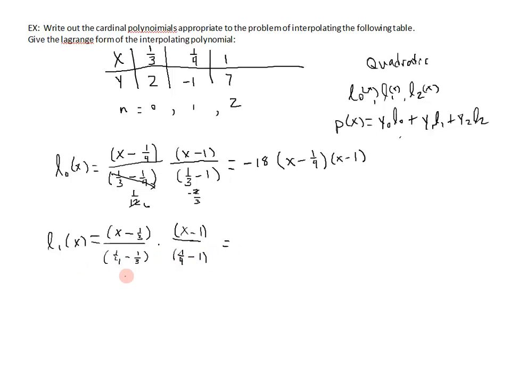So that's going to give me, on bottom here, now negative 1/12. And 1/4 minus 1 is negative 3/4. 3 divided into 12 gives me 4. So I end up with a positive 1/16. To divide by a positive 1/16 is to multiply by 16 over 1. So I got just 16 out front, and then x minus 1/3 times x minus 1.